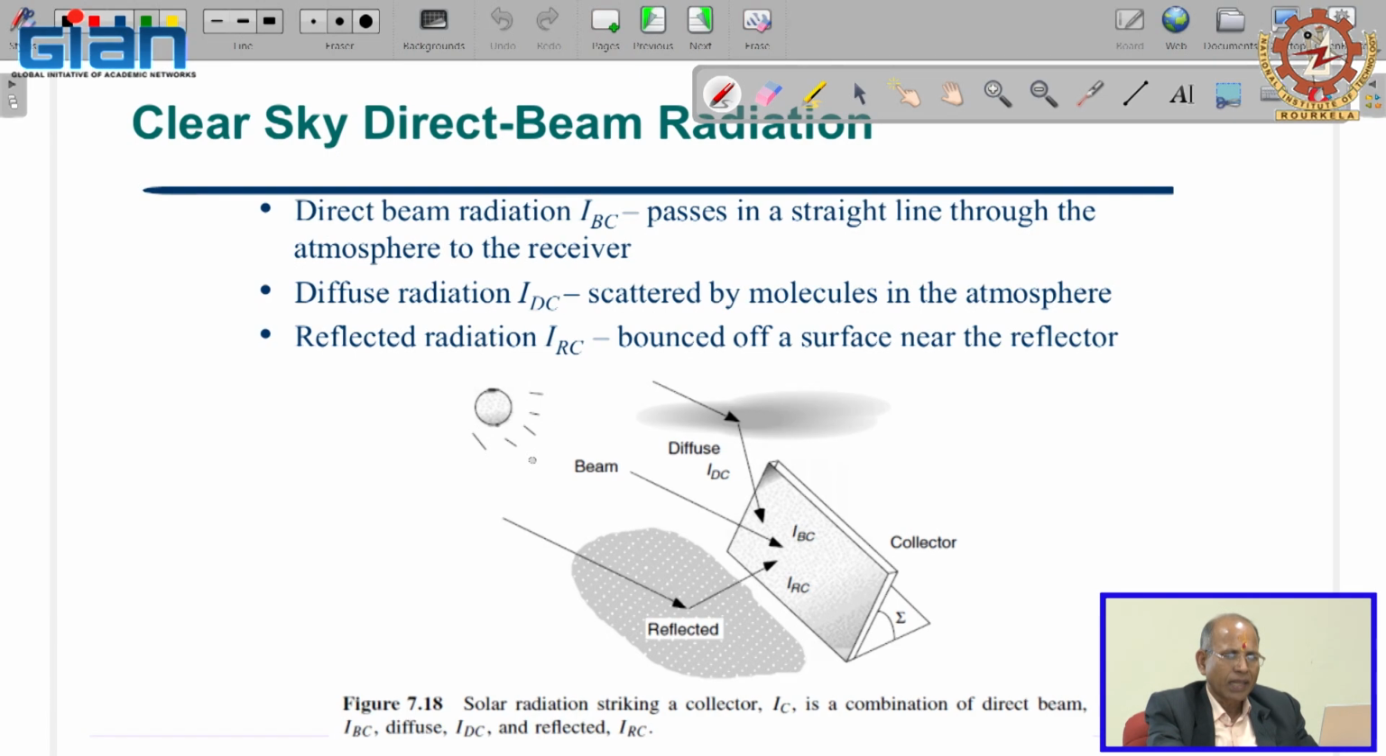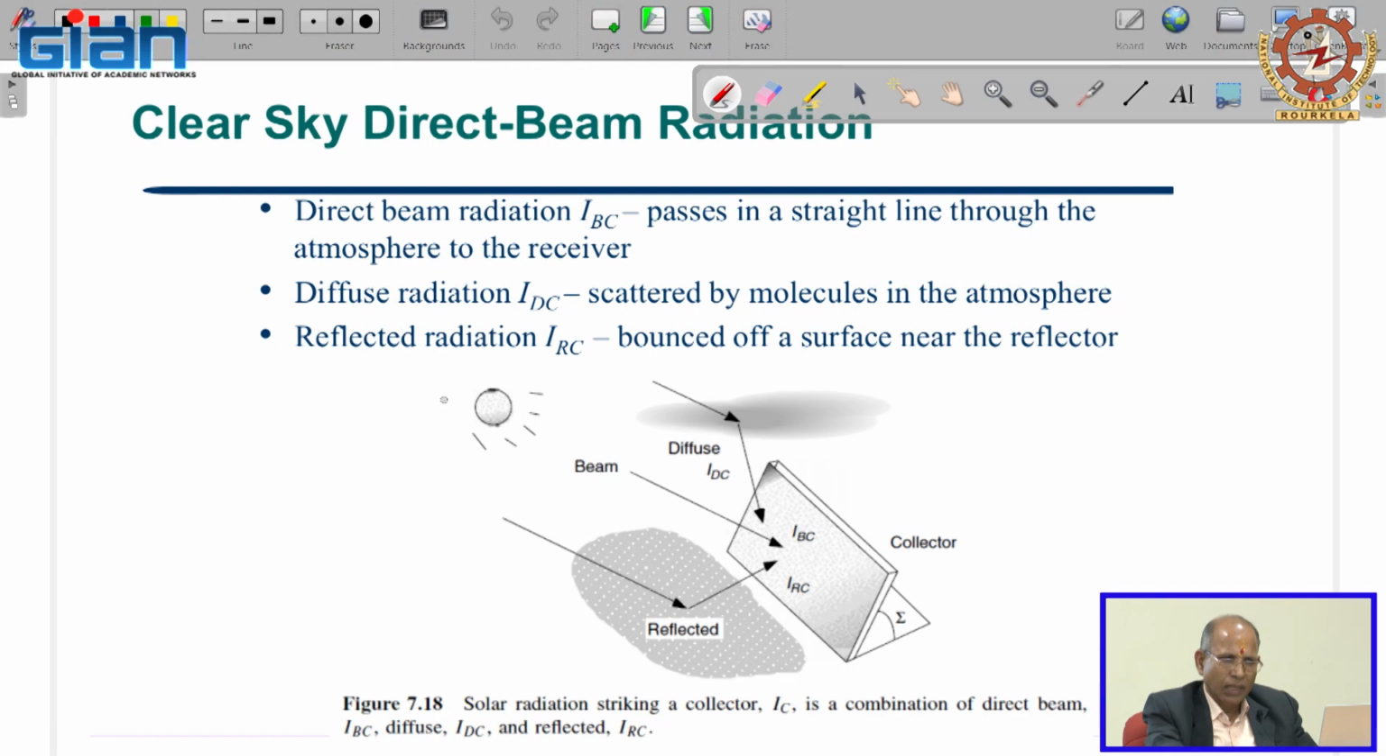Then you will see that sun rays will be falling on the nearby area, which could be the floor or any glass window. From there, it will be reflected onto this PV panel. Sometimes when you are sitting in the room, you will see the sun's rays coming inside the room, then see from where it is getting reflected. In the same way, this term is IRC. Here I is the insolation, R stands for reflected, C is again for the collector.